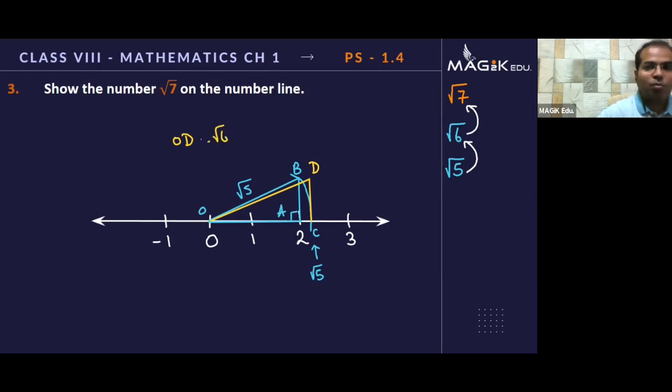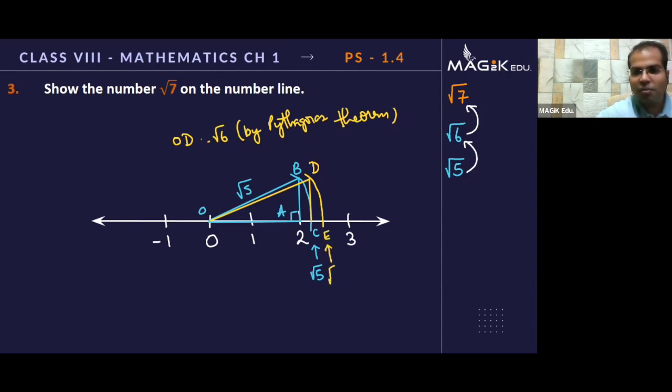ये हमें मिलेगा by Pythagoras, करके देखना, by Pythagoras theorem. So if that is root 6, then if I measure from O to D with my pencil and use my compass and come down, I'm sure I'm getting a point E, and that point E is my root 6 on the number line.